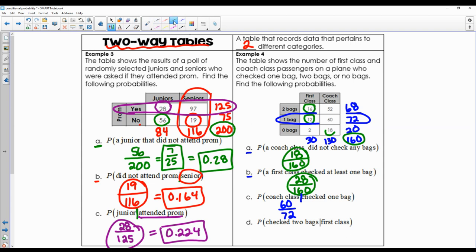All right, now we're going to look at this next problem. Now we know that our person is in first class, so we know that we're looking at just these people right here. So the total first class passengers was 30. We want to know how many of those 30 first class passengers checked 2 bags. So just look up here at that 2 bags, and it's a 16. Okay, again, these 2 answers would be completely fine.